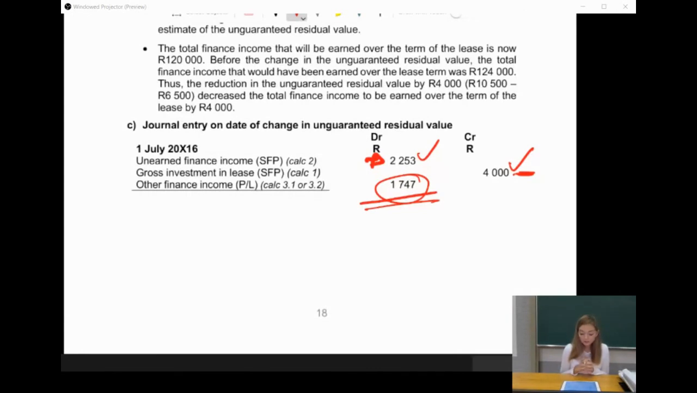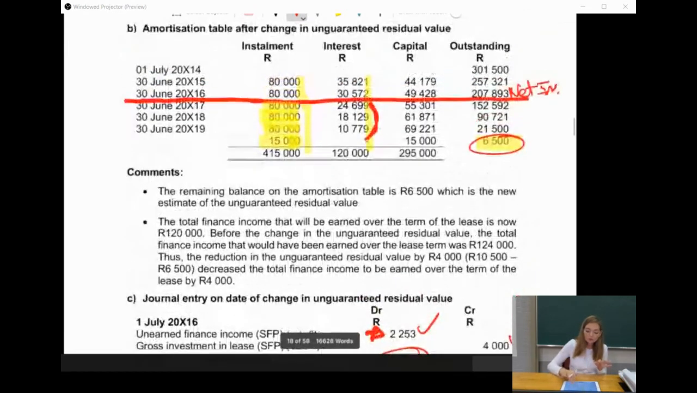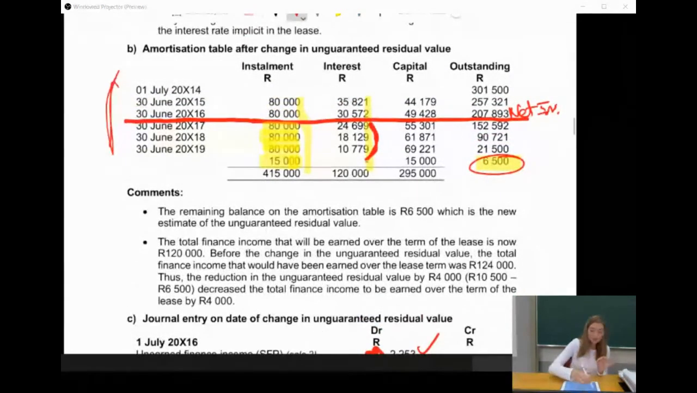Okay, so that's basically all. The thing is we just do our amortization table now from the start, but we don't have to go and fix our finance income from prior years or anything like that. Okay, good. So that's basically it. That's basically what happens when we have a change in our unguaranteed residual value.